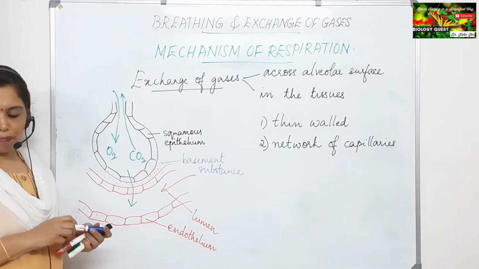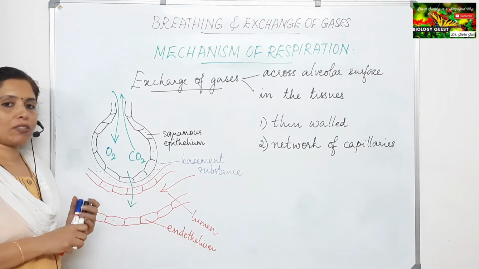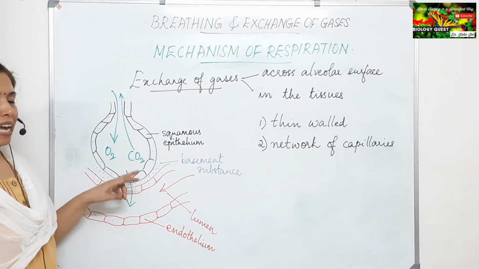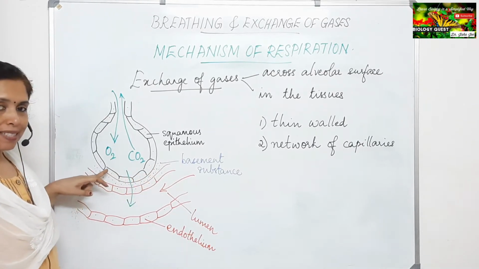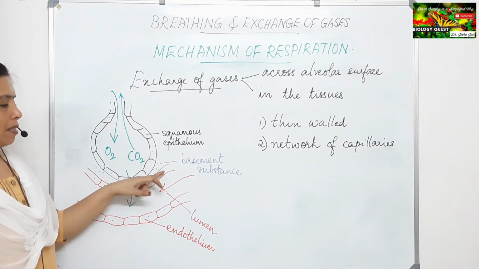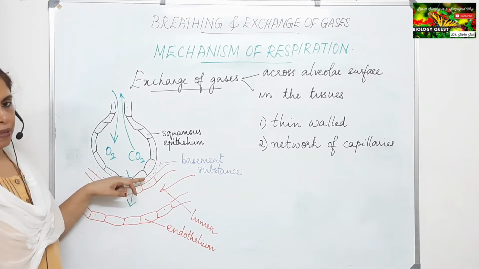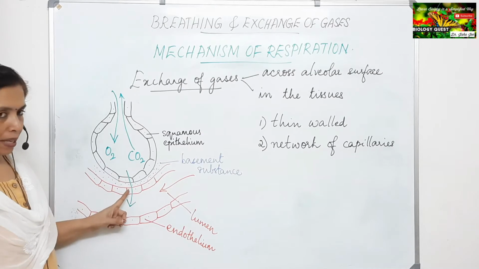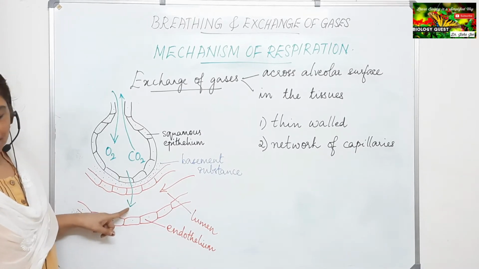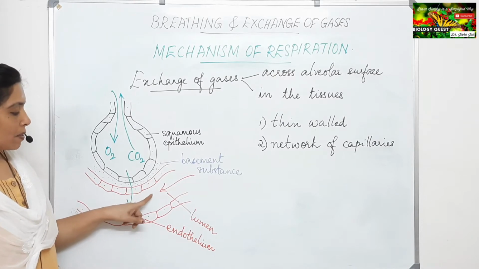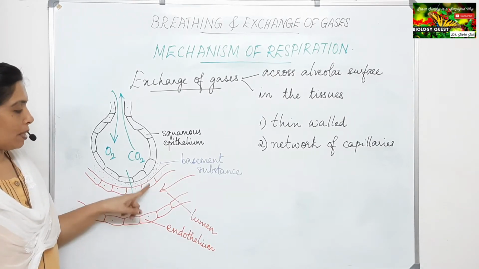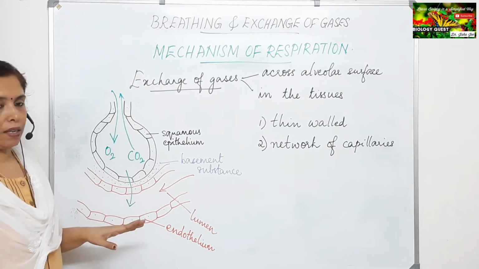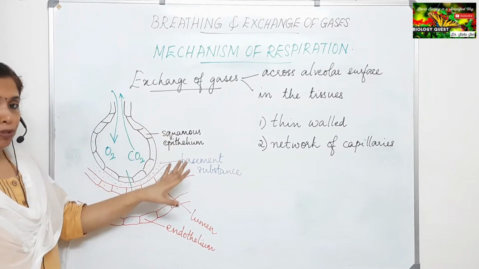So the diffusion membrane is made up of 3 layers. Which are the 3 layers of the diffusion membrane? The 1 cell thick wall of the alveolus, the basement substance that is present in between, and the 1 cell thick wall of the capillary. So oxygen from the alveolus diffuses through the diffusion membrane into the blood inside the capillary, whereas the carbon dioxide from the blood diffuses through the diffusion membrane into the alveolus and is exhaled out. So I hope you have understood the diffusion membrane.